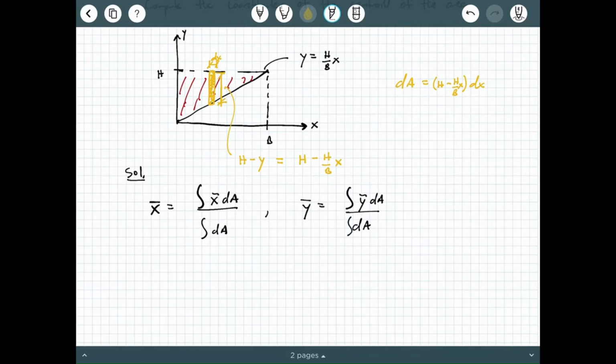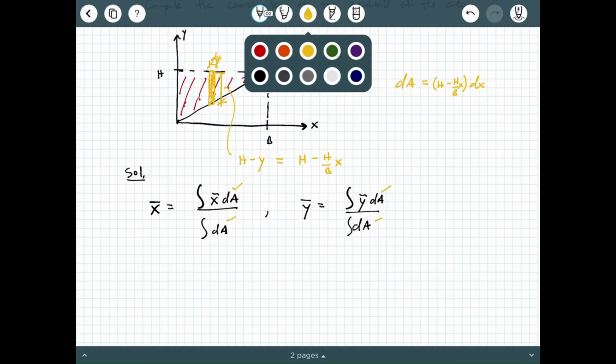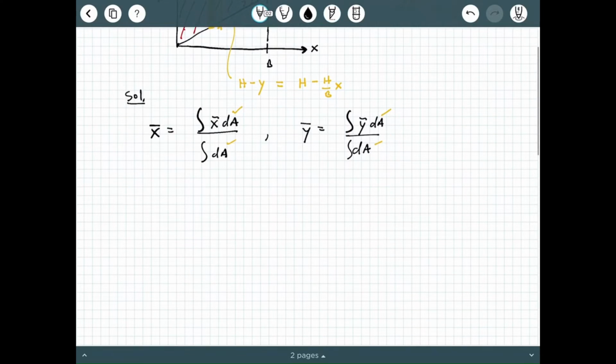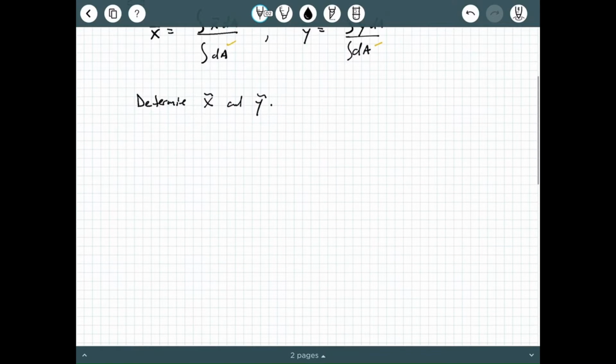So there's my dA, and then I'm going to have to look carefully at my x tilde and y tilde as I move forward. I can go ahead and check off dA because I have it now. But the work is you're going to have to think critically and figure out what x tilde and y tilde are. So let's come down here and determine x tilde and y tilde.